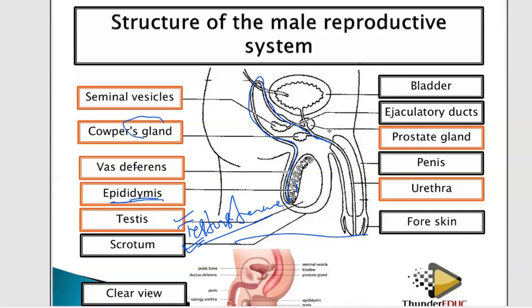Then you have the Cowper's gland, the seminal vesicles, and the prostate gland. These three, 1, 2, and 3, we call accessory glands. Previously we used to do the functions of each, but now they generalize them. Generalizing them is still fine, as long as you still know the functions of each, because when they generalize, it's like mentioning the function of each. But in this case, we are not looking at which one is for which.